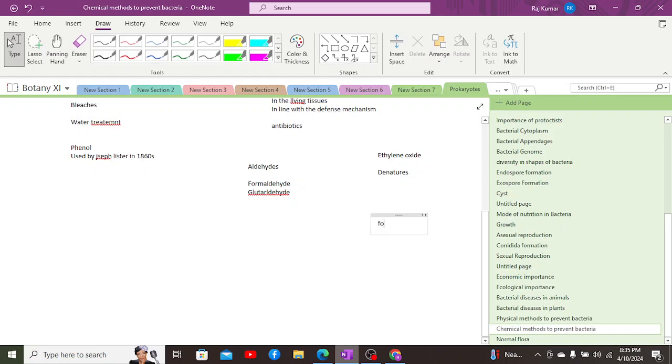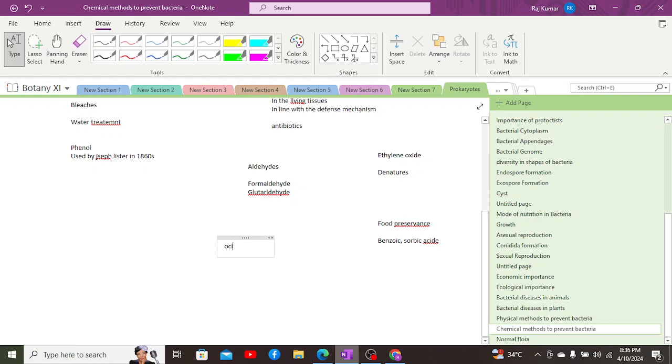Some other examples are food preservatives. For food preservation, we utilize several organic acids, examples of which are benzoic acid and sorbic acid. Benzoic acid and sorbic acid are utilized as food preservatives because these acids maintain an acidic pH, due to which the bacteria are unable to perform their metabolic activity. Of course, bacteria can go for the formation of endospores and exospores, but not necessarily the formation of vegetative cells.